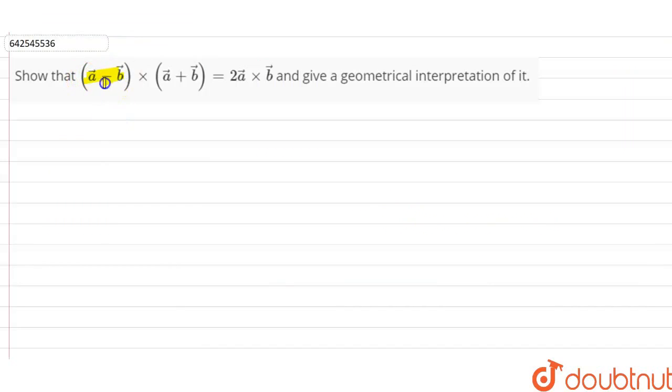Hi students, our question is: show that (a vector minus b vector) cross (a vector plus b vector) is equal to 2 (a vector cross b vector), and give a geometrical interpretation of it.